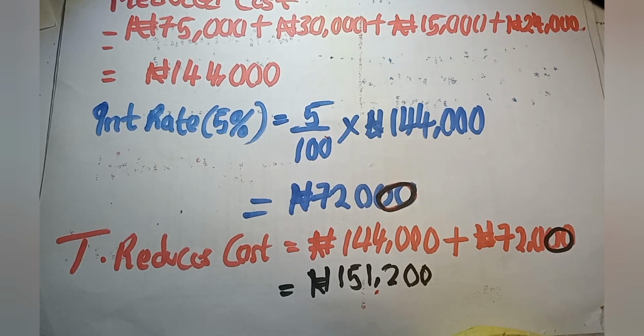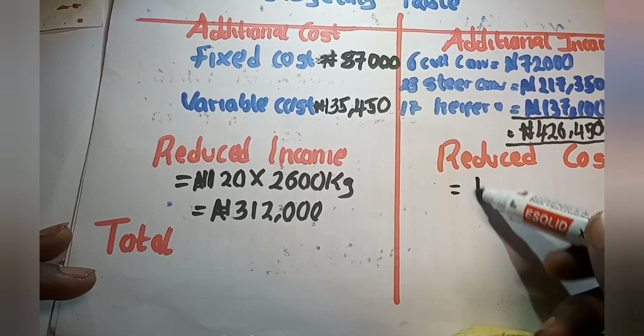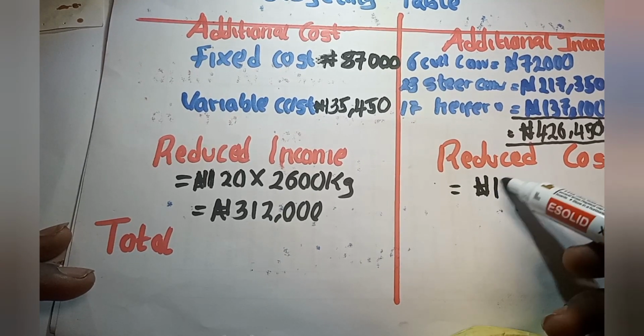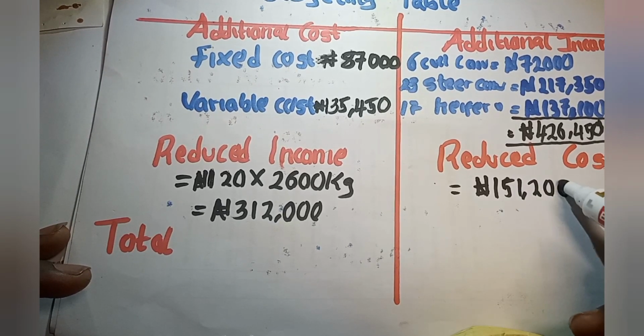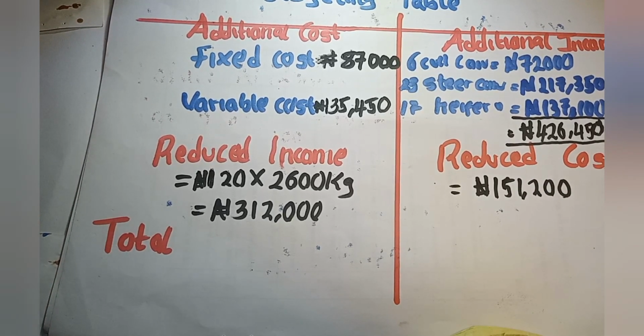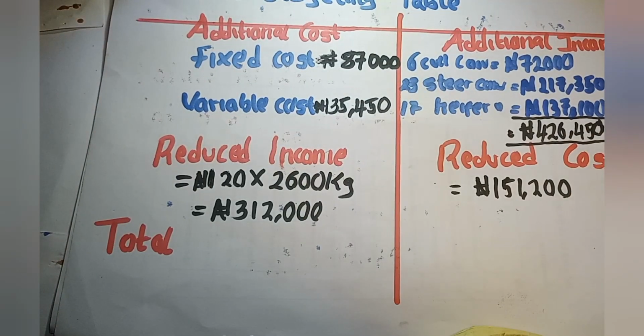Let's go back to our table and insert this. The total reduced cost now will be 151,200. So that is the total reduced cost. Now, you have completed your table. That is, you have gotten the additional cost, additional income, reduced cost. You have gotten all your table.